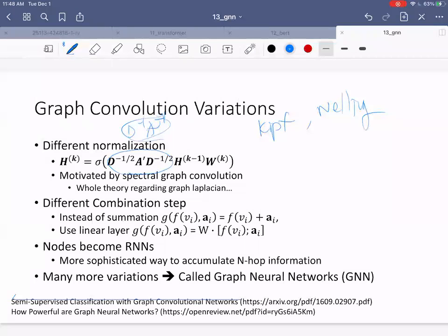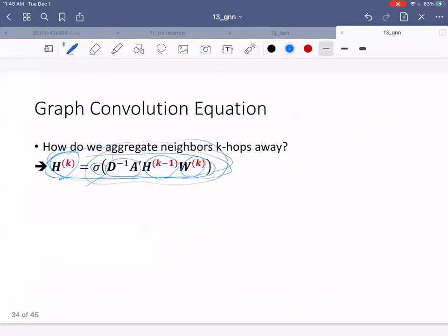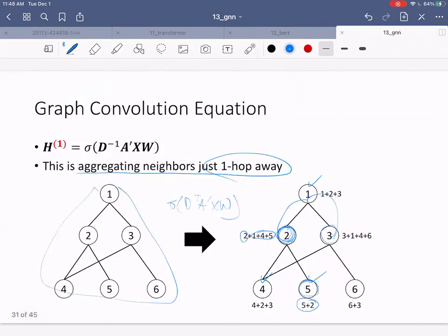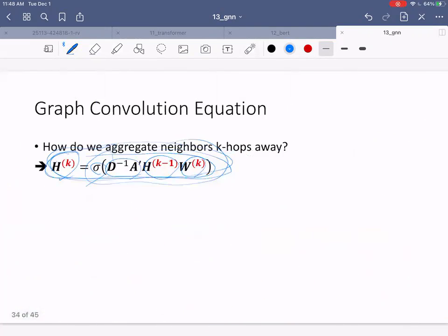And the reason is that this is no longer symmetric. If you think about it, D inverse A prime will give you a very simple looking matrix like this. But if you do D to the negative half, A prime, D to the negative half, then the values here wouldn't be the same anymore. With D inverse A prime, the values here are all the same, but if you do this, the values wouldn't be 1 over 3, 1 over 3, 1 over 3. It'll be something different. They say that actually produces more interesting dynamics.